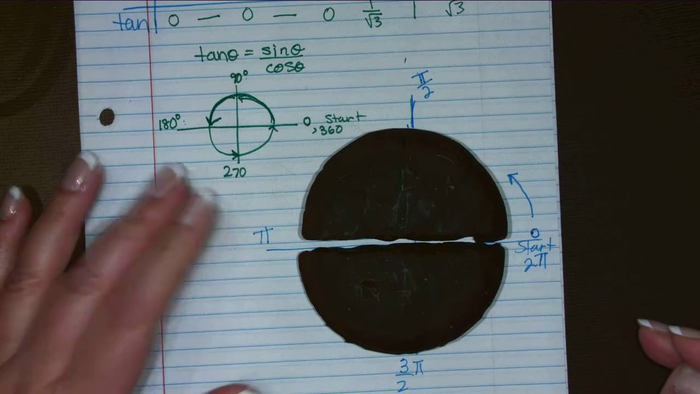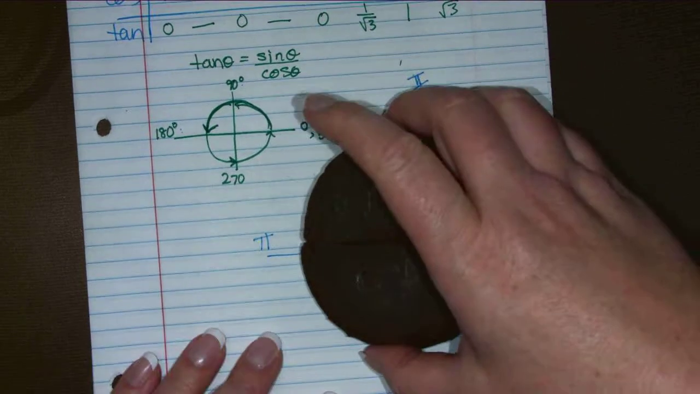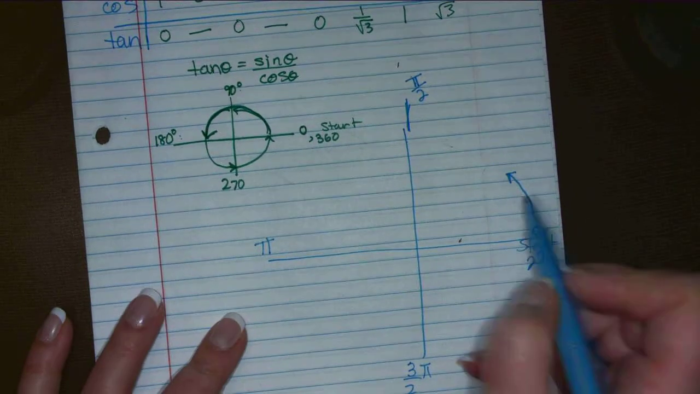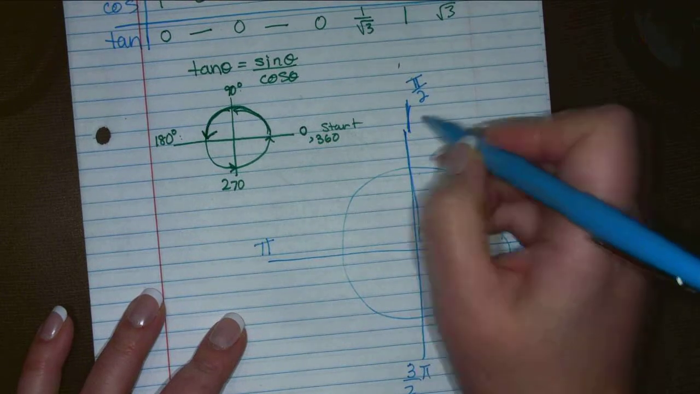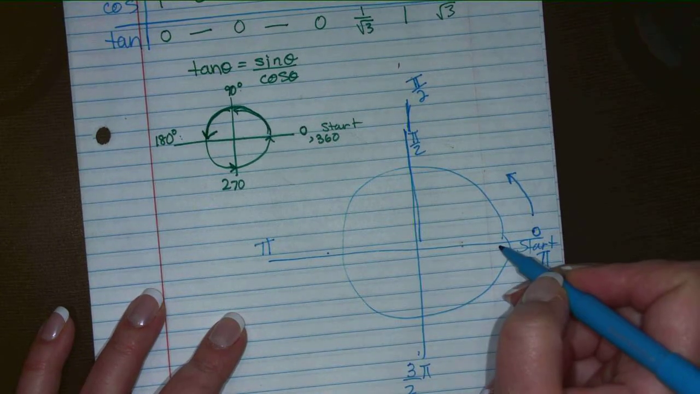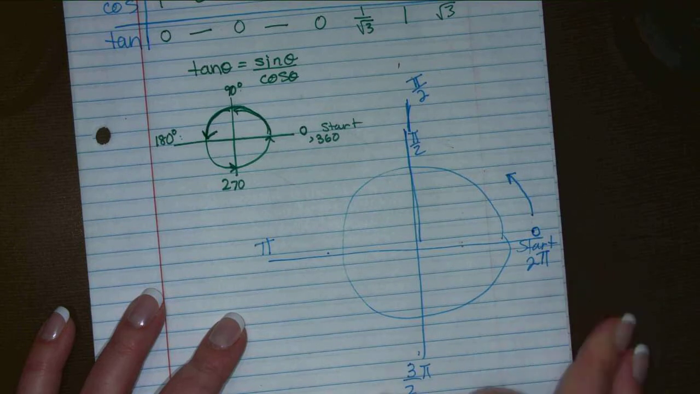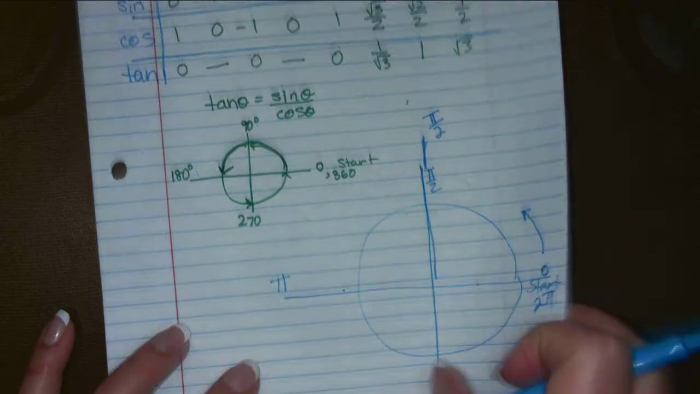Okay? So picturing these as pies, and we're going to move them. All right, so here, this is pi over 2, and so on. Pi, 3 pi over 2, back to the start, 2 pi. Okay, so now, what about these pi over 6, pi over 3, those ones?